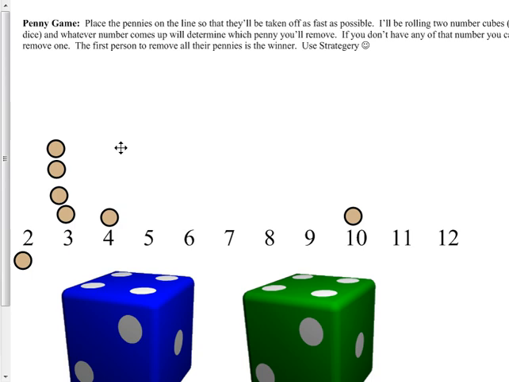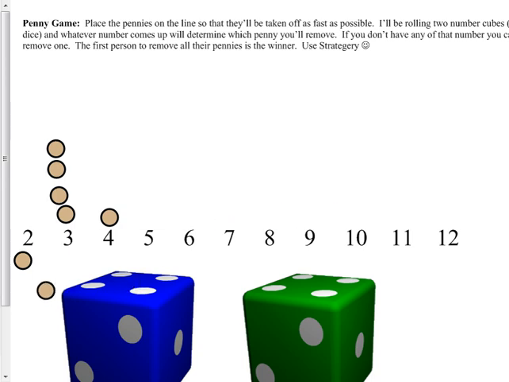Okay, so you're putting your 10 pennies that I gave you on your game board. You're putting them above any one of these numbers. And when I roll the number, you're going to take off a penny. Here we go. The first one is a 7. So if you had a 7 on the board, you'd take it off right now.